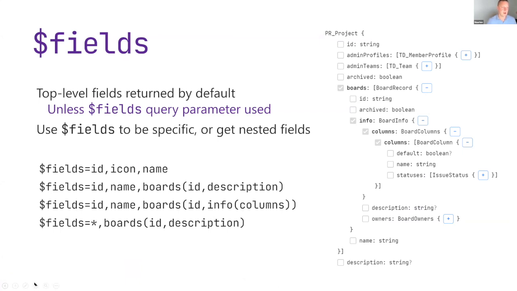So in that case, you'll have to be specific and build the shape of the object that you want to retrieve there. You'll see that you can also use the asterisk there, which will give you access to all of the fields, plus in this case, boards, and for every board, the ID and description. You can keep nesting just by adding additional brackets and so on. So it's really rich to shape how you want to retrieve that data.